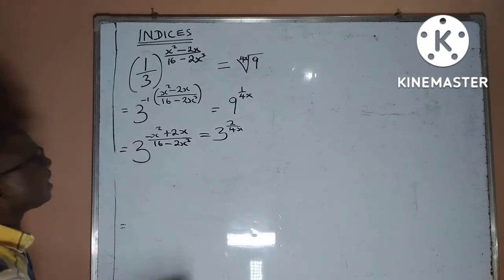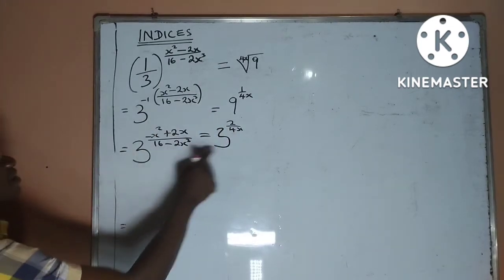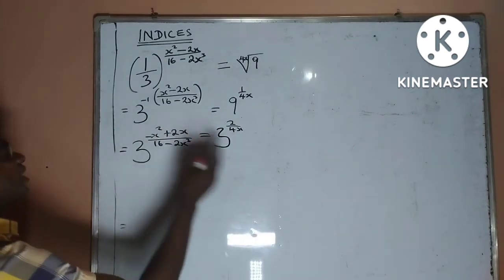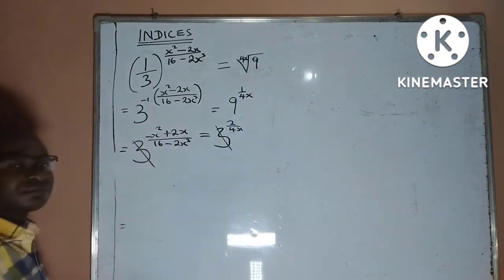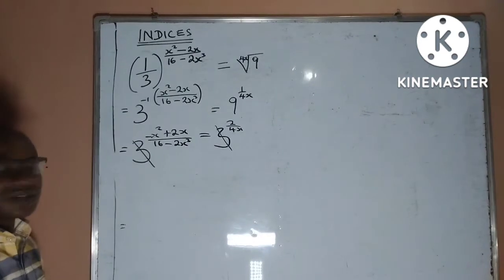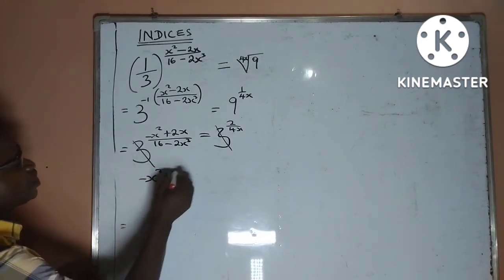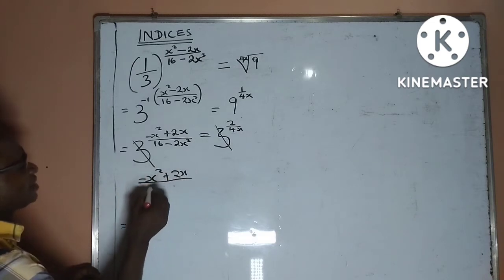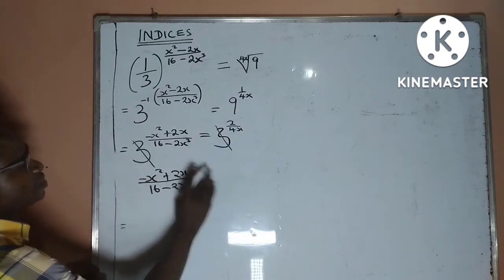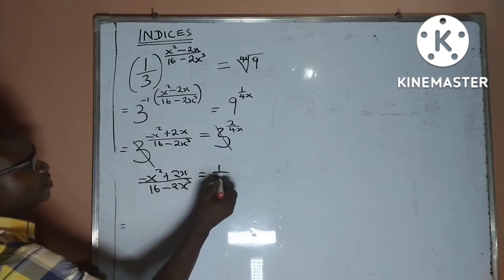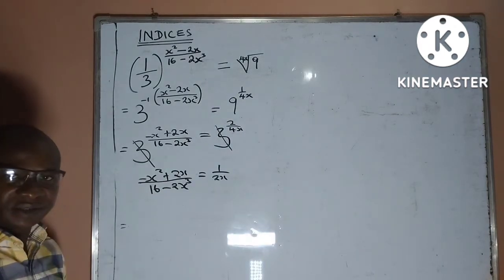Alright. Now, you can see with me that the base at the left and the right hand side are the same. So we can cancel it out to leave us with the powers, which is now negative x raised to the power 2 plus 2x all over 16 minus 2x raised to the power 3 equal to 1 all over 2x. I have reduced 2 over 4x to become 1 all over 2x.